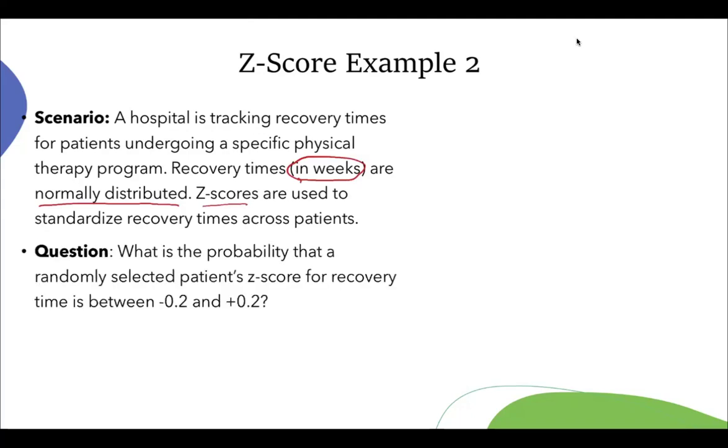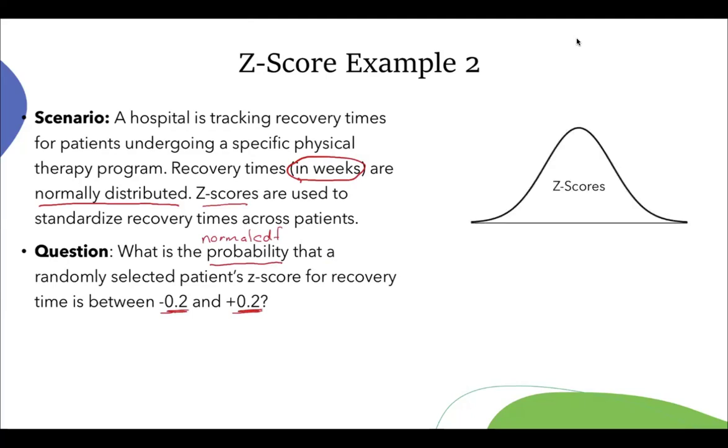What's the probability that a randomly selected patient's z-score is between negative 0.2 and positive 0.2? So we are asked for probability, which is the key to using normal CDF. Normal CDF is our tool for solving probability questions in the normal distribution. We have a lower and upper bound, but they are z-scores, so we know the mean and standard deviation are 0 and 1. Okay, so this will be our lower and our upper.